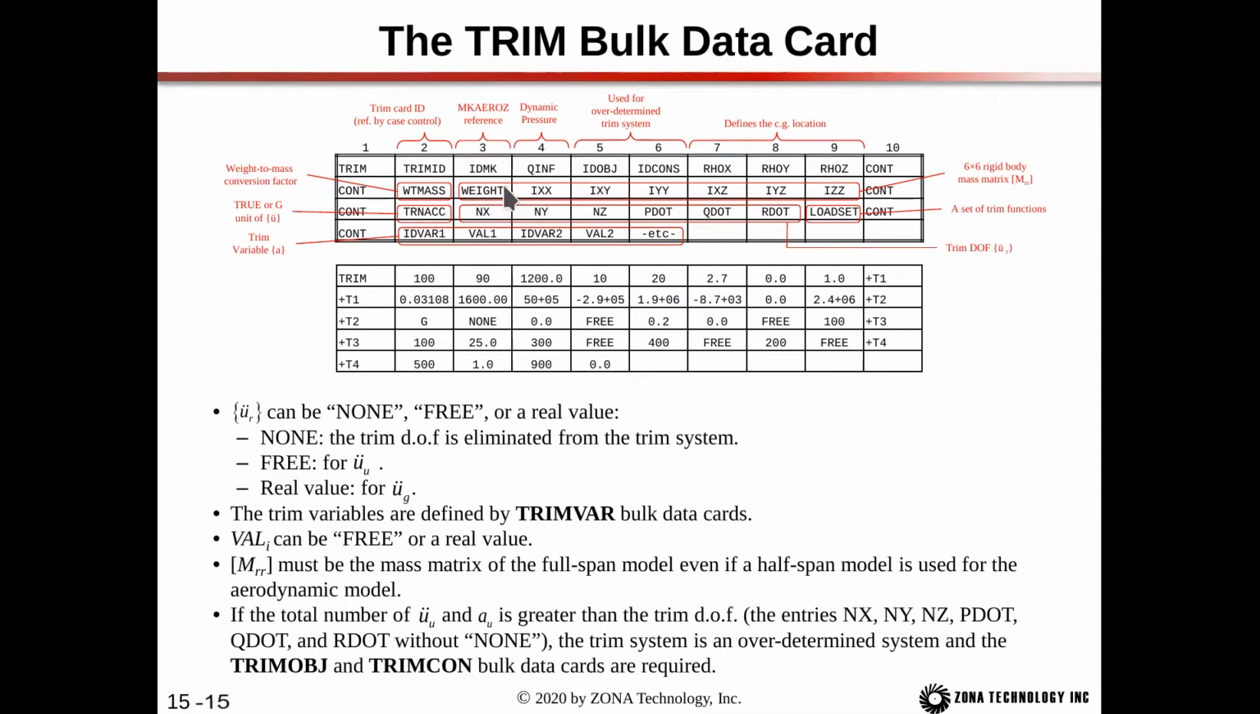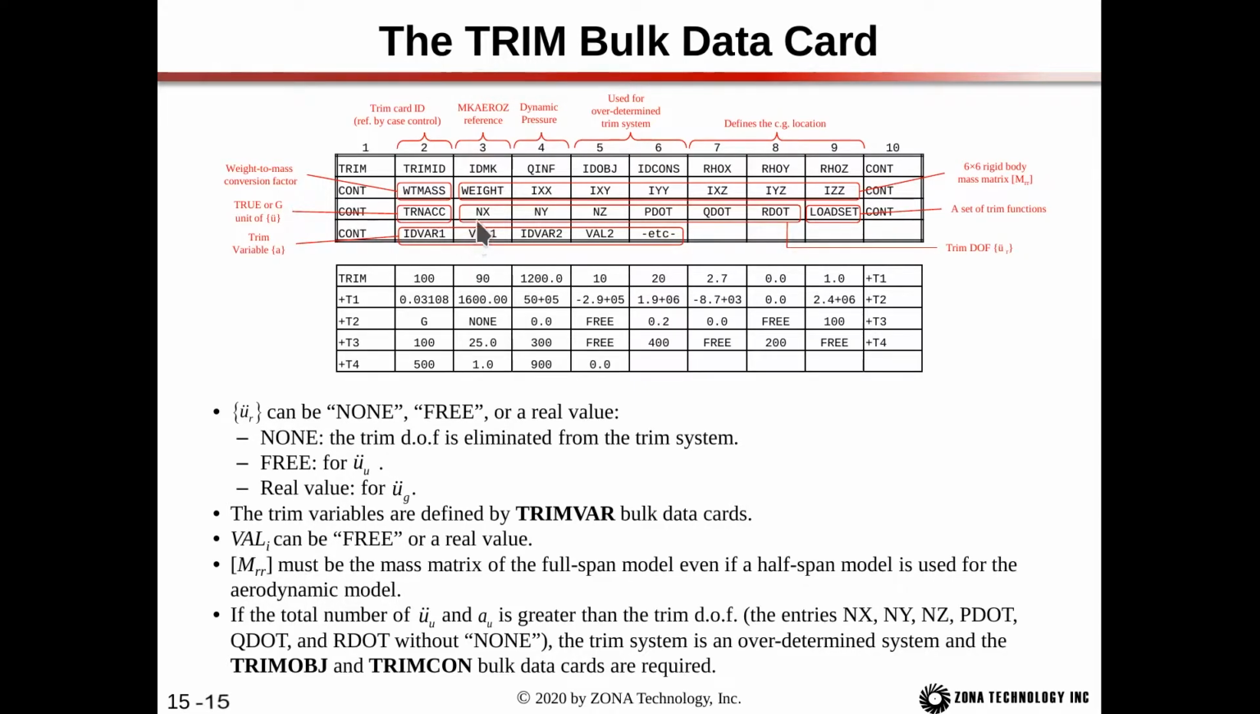So this weight field is the total weight or mass of the aircraft, and then IXX, IXY, IYY, IXZ, IYZ, and IZZ define the 6x6 rigid body mass matrix MRR.